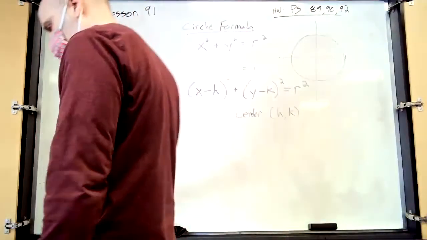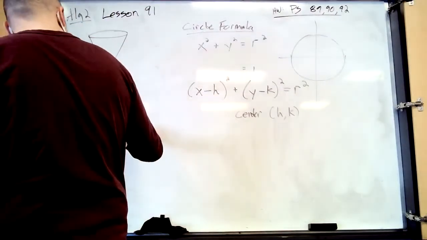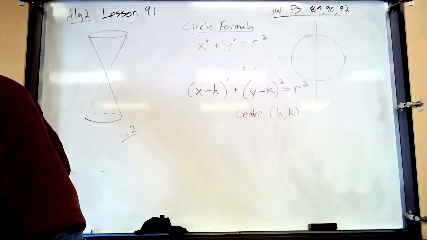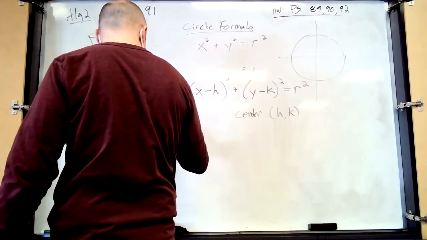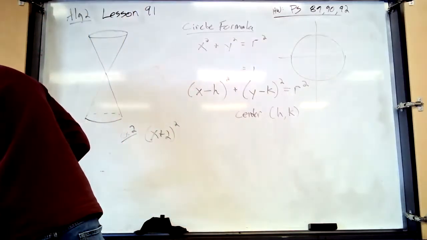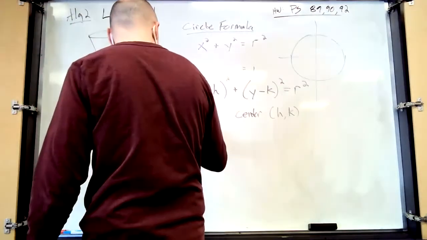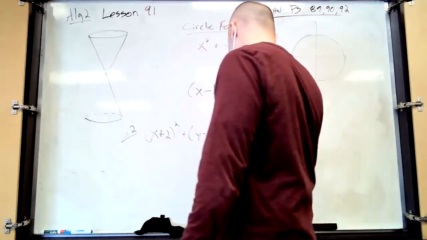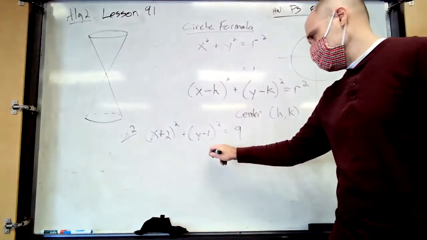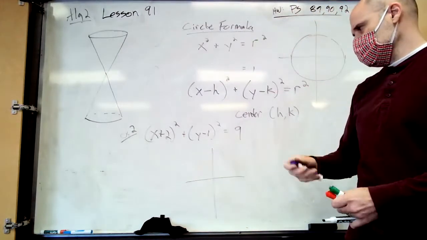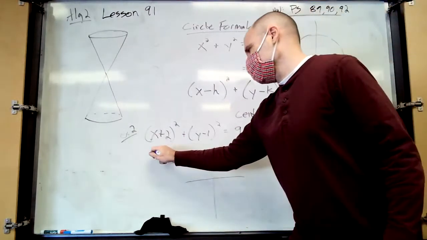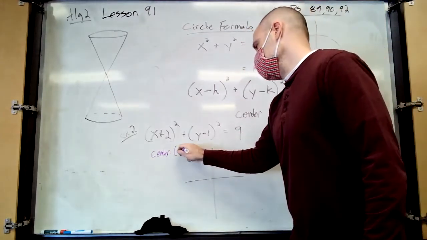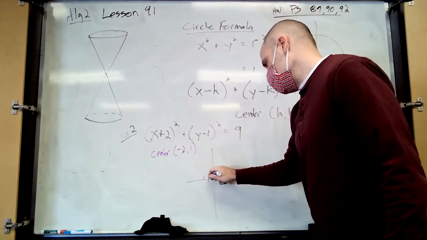So let's do an example. Example 2: x plus 2 squared plus y minus 1 squared equals 9. Okay, so real easy. Here's my coordinate plane. Where's the center? Okay, close, but right, -2 comma 1. So there's the center.